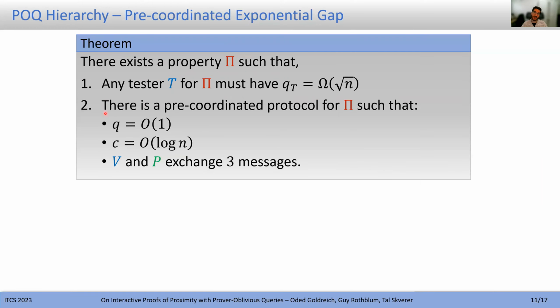In comparison, we're also going to show a pre-coordinated protocol for pi in which I and P communicate 3 messages for a total communication which is logarithmic in n, and the querying part will only query x at a constant number of positions. So comparing Q times C to this lower bound on the query complexity of any tester, we achieve an exponential gap for this property pi between the pre-coordinated model and the property testing model.